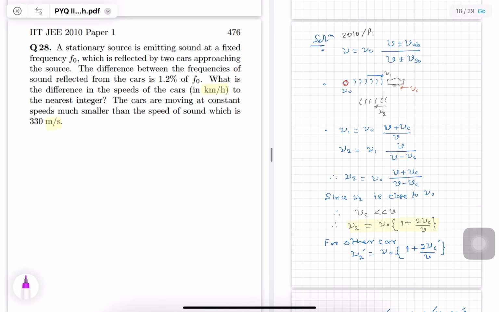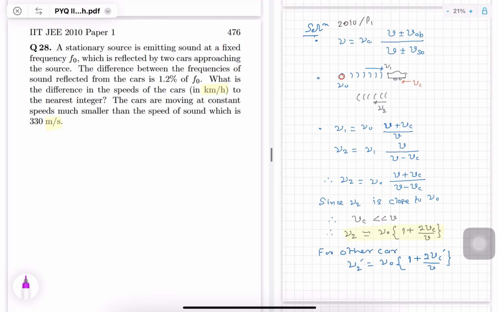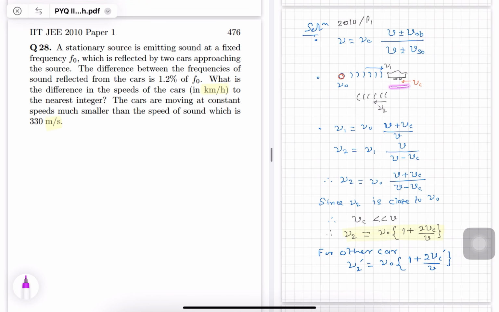First, imagine one car only. If a car is approaching with velocity Vc towards this fixed source, which is emitting sound of frequency nu naught, let nu1 be the frequency received by the car, and nu2 the frequency of sound reflected by the car.